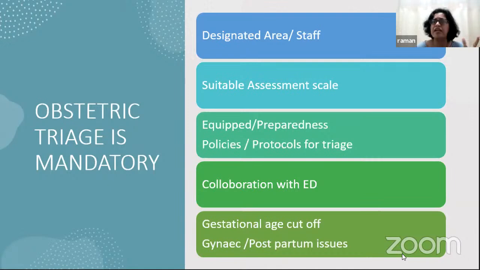It's preferable if it's adjacent to the labor room, because we can then shift them quickly to the labor area. Having a designated trained staff, thinking about what kind of an assessment scale we are going to have, probably a structured, color-coded one, which might make it much easier. Having a fully equipped triage, making sure we are prepared to deal with all emergencies, having policies and protocols on display and having constant training so that people are aware of it, having collaboration with the emergency department so that they're also aware of what happens in triage.